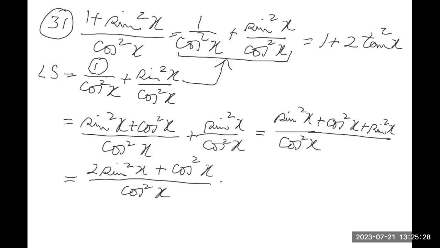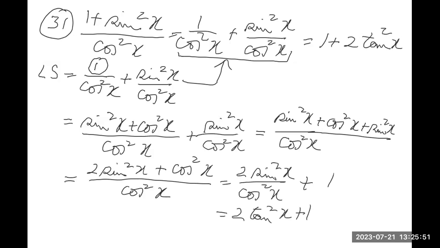And then if I split this into two terms, I have 2 sine square x over cosine square x plus 1. And 2 and sine square x over cosine square x is tan square x. So this becomes 2 tan square x plus 1. And that is what, if you rearrange the two terms, this is 1 plus 2 tan square x. And that is what the right side is. So that completes your proof.